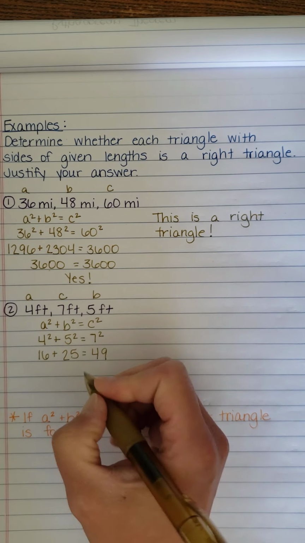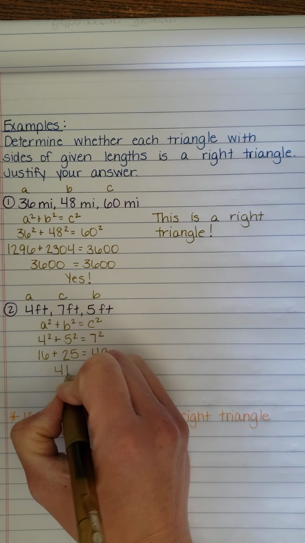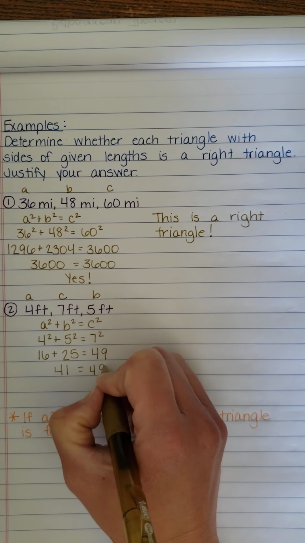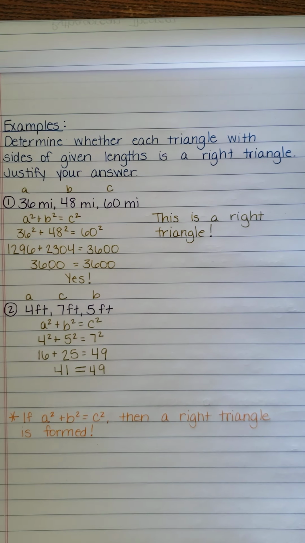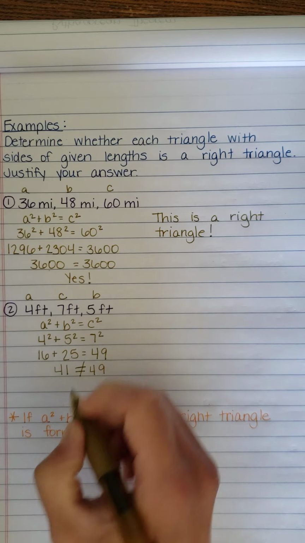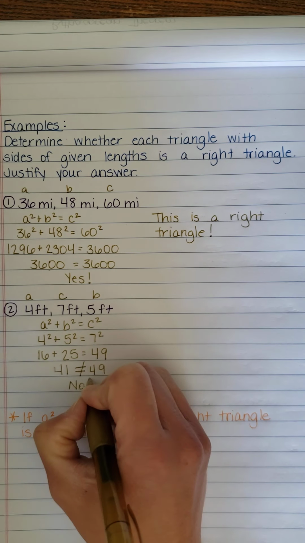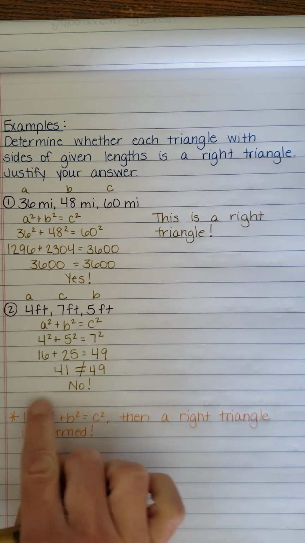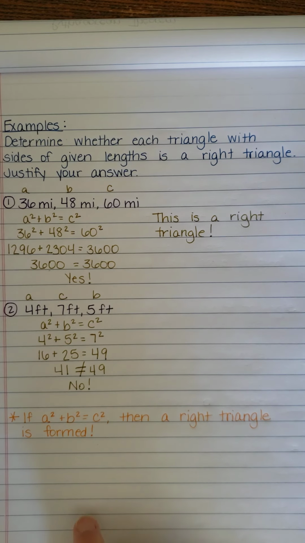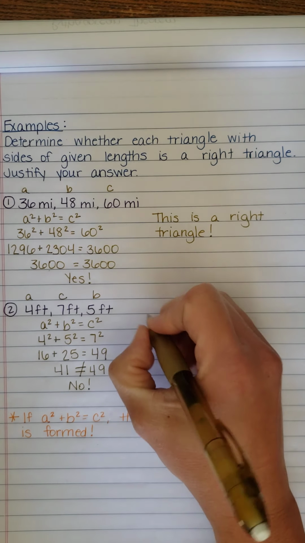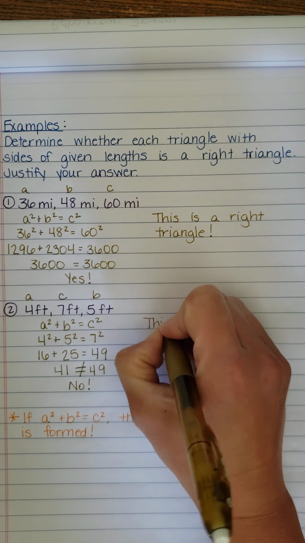Well, 16 plus 25 is 41. Does 41 equal 49? No, 41 does not equal 49. So since this is not equal, a squared plus b squared does not equal c squared. This is not a right triangle.